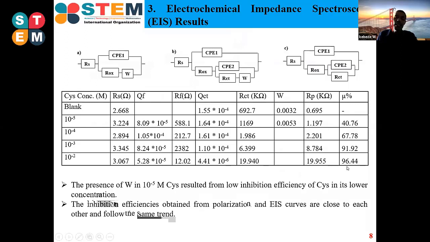So we can get 96.4 percent inhibition efficiency in the presence of 10 to the power of minus 2 molar of cysteine.